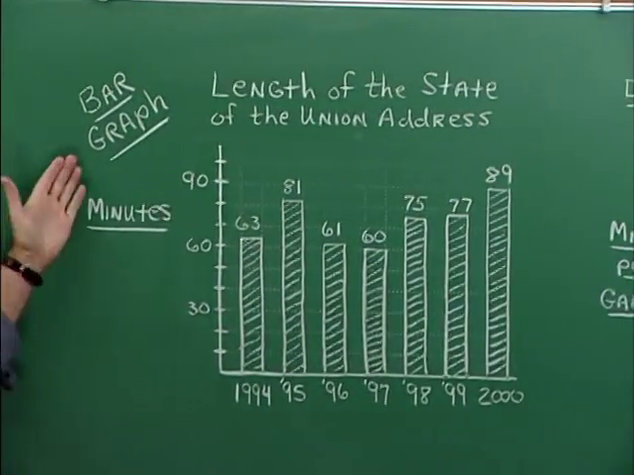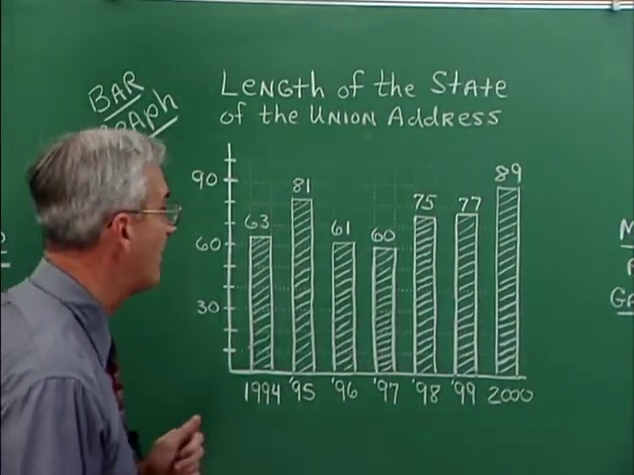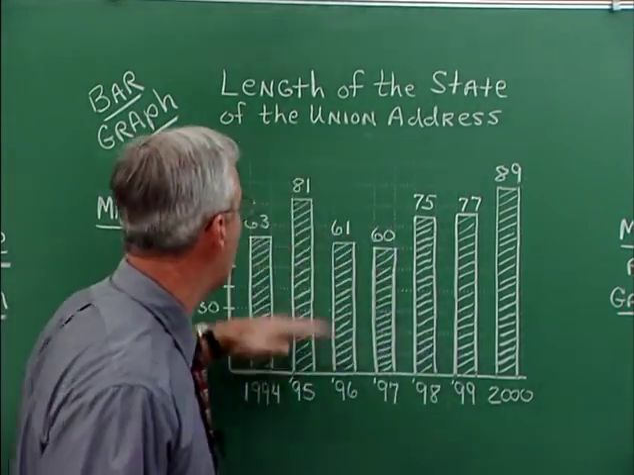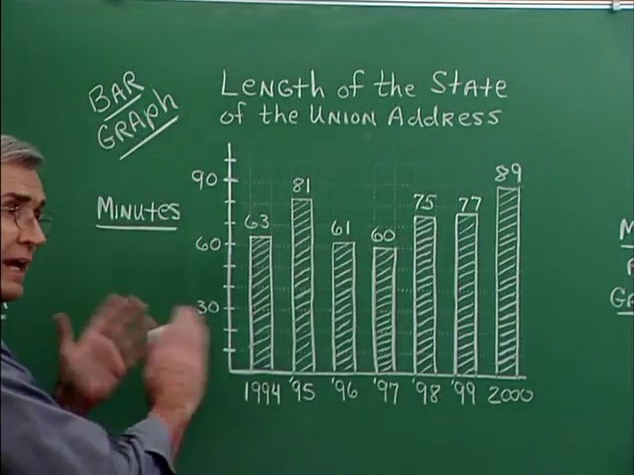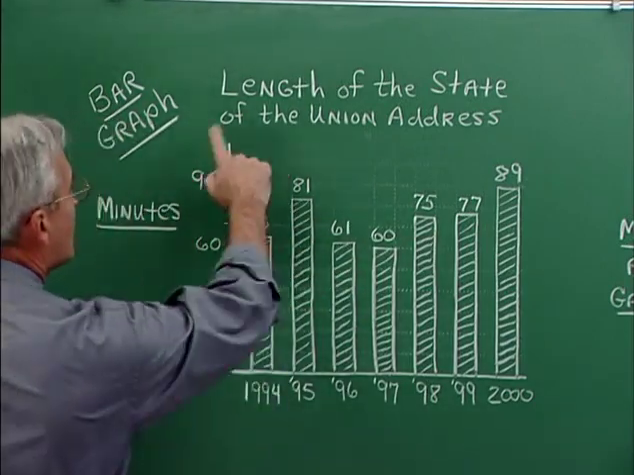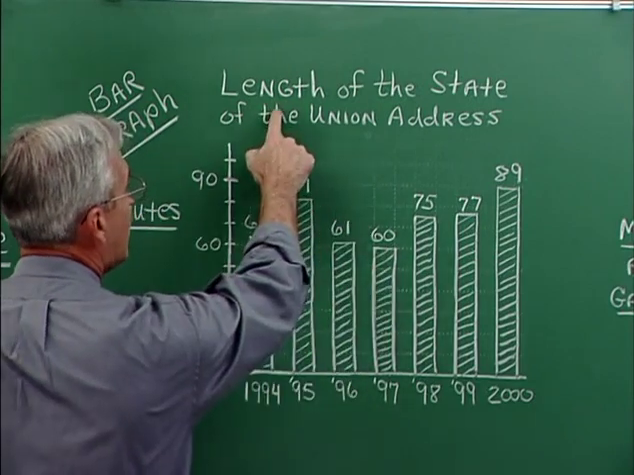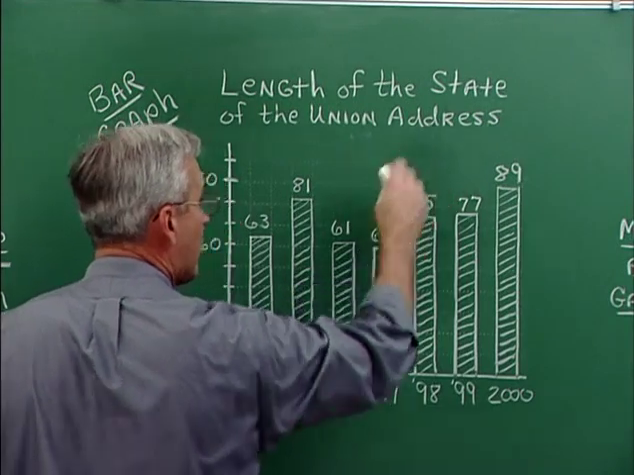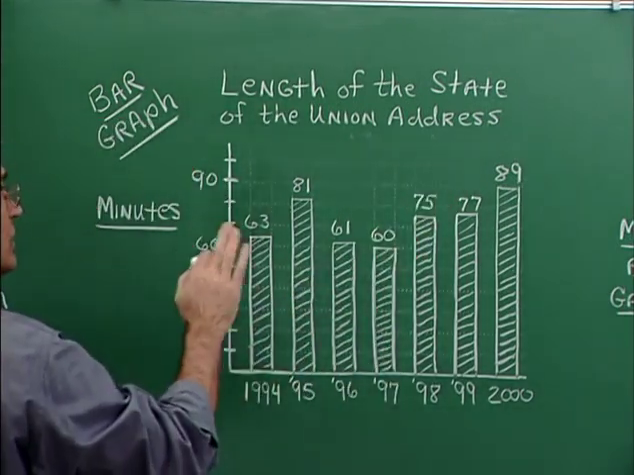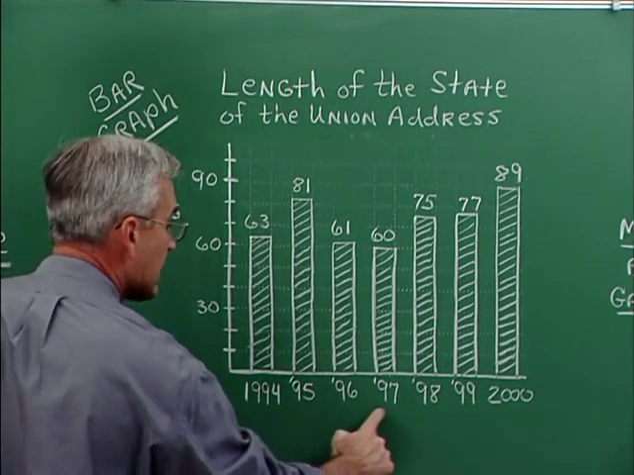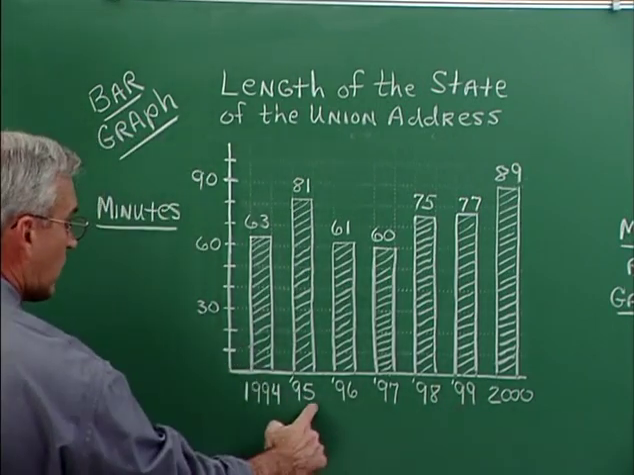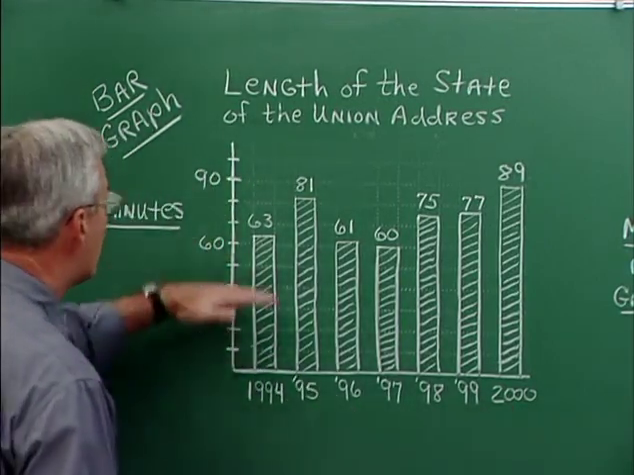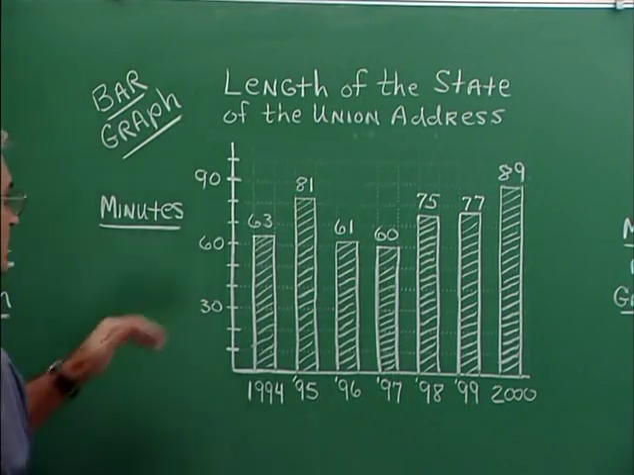This is called a bar graph, and for sort of obvious reasons. All of these are named in sort of an obvious way. But the bar graph, we have bars here that associate certain numbers with one another. Now the graph is showing the length of the State of the Union address. How long did it take for the President to deliver the State of the Union address in these various years? You see, we have 1994, 1995, 96, all the way through the year 2000. And the number of minutes for each of those addresses are given here.